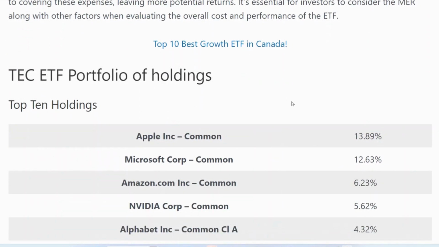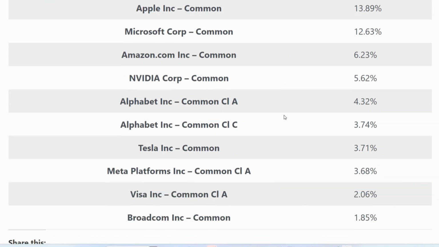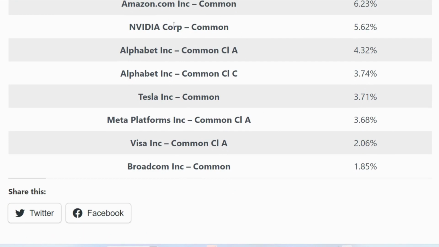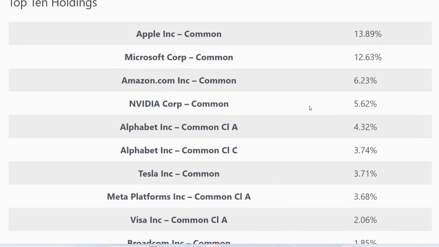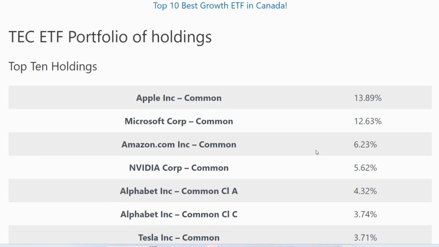And for the holdings of the tech ETF, you have Apple, Microsoft, Amazon, Nvidia. So all the big names are part of the fund. Most of the weightings also go to the big names, but there are also, as I mentioned, smaller companies that are included in the fund.